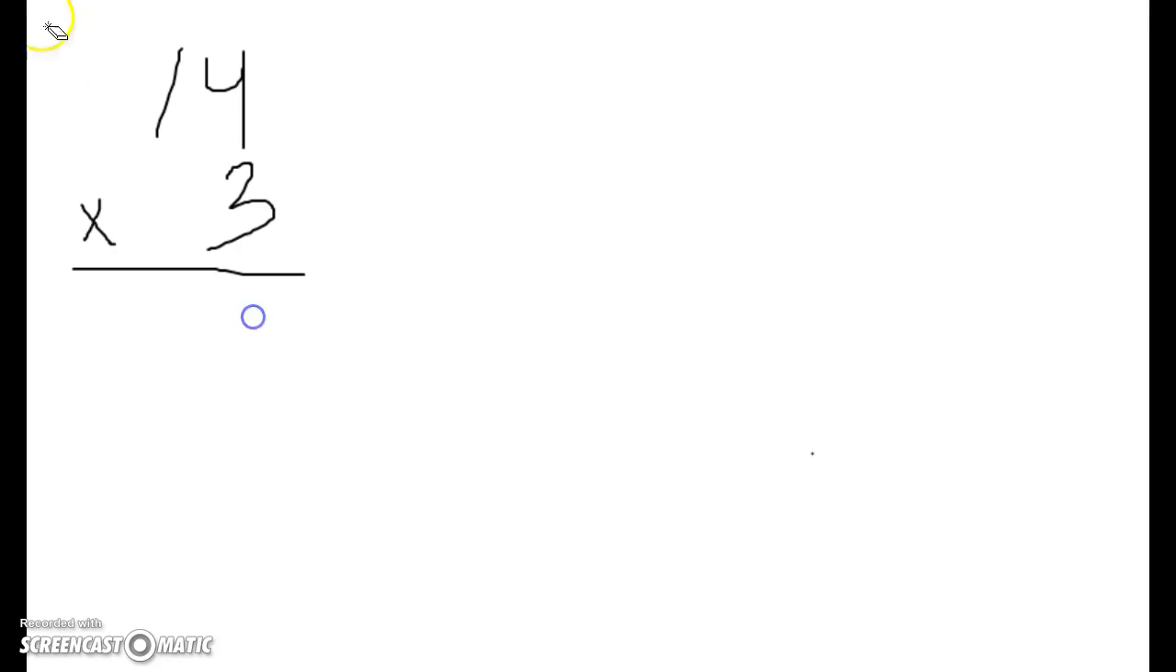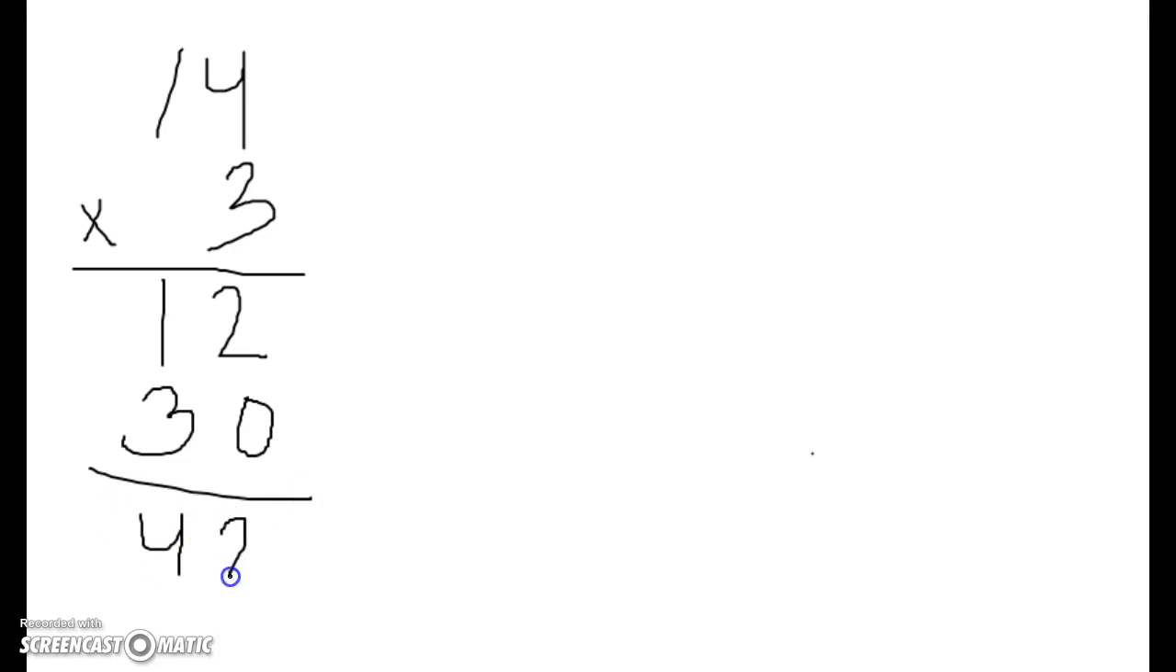Okay, that's a great step-by-step how to do it, but let's do it in a way that actually means understanding. 4 times 3 is 12, so we're going to put 12 right here. 3 times 1, this isn't actually 3 times 1, it's 3 times 10. 3 times 10, 3 tens is 30. And we get 42. A little bit longer, but we're understanding what's going on.